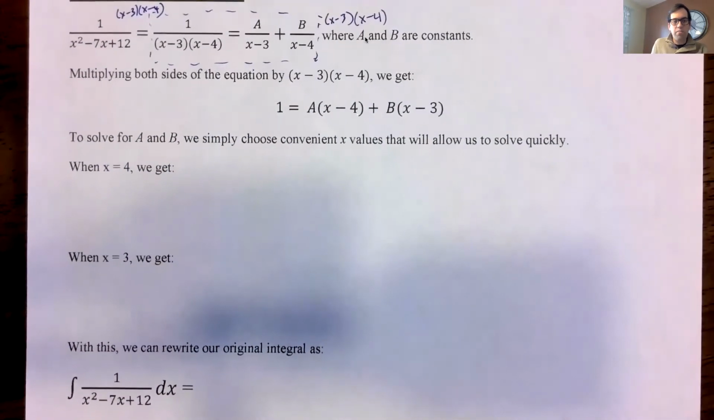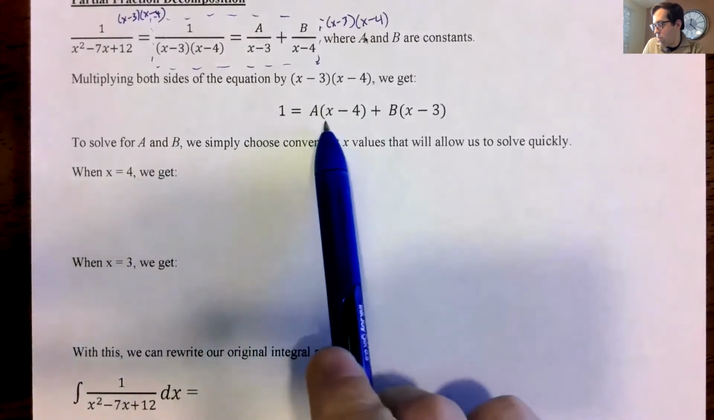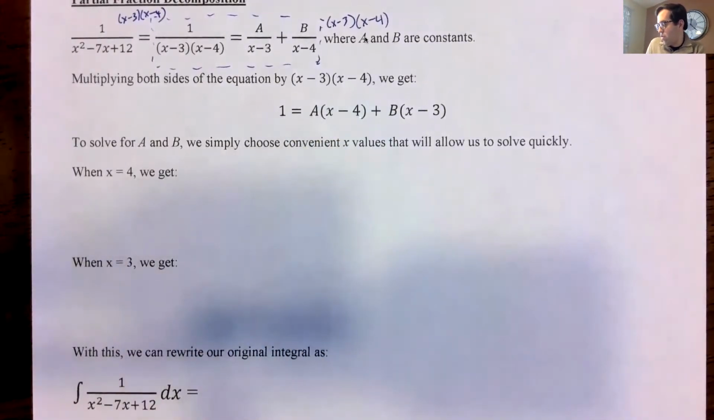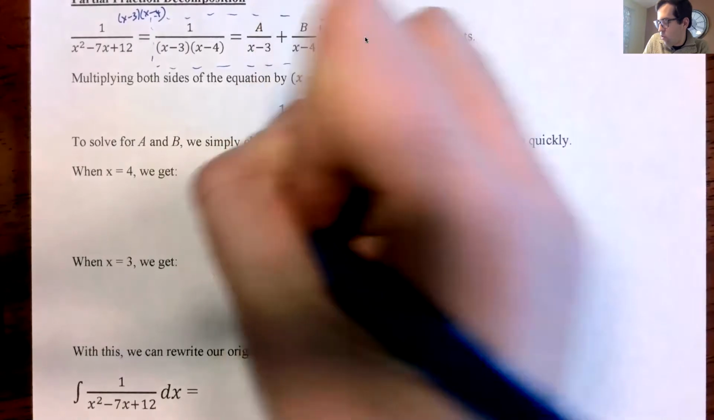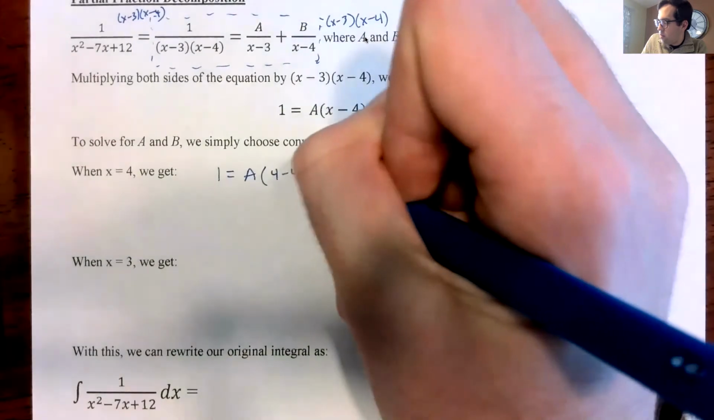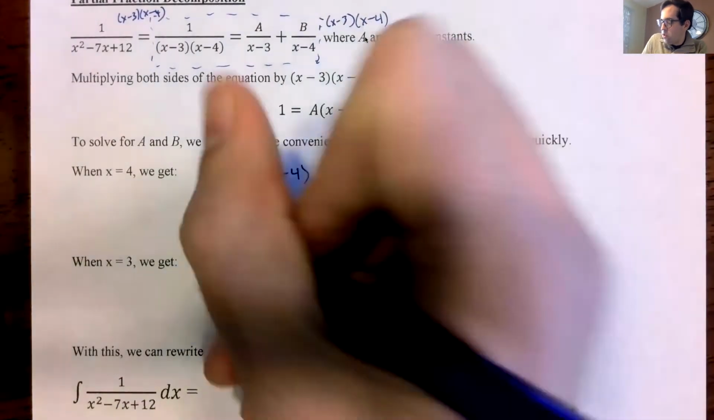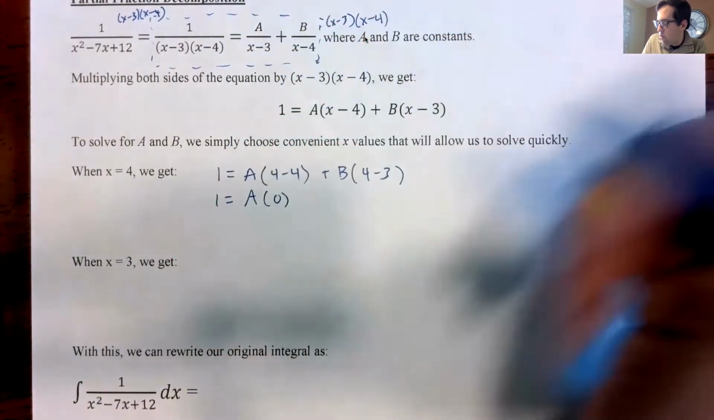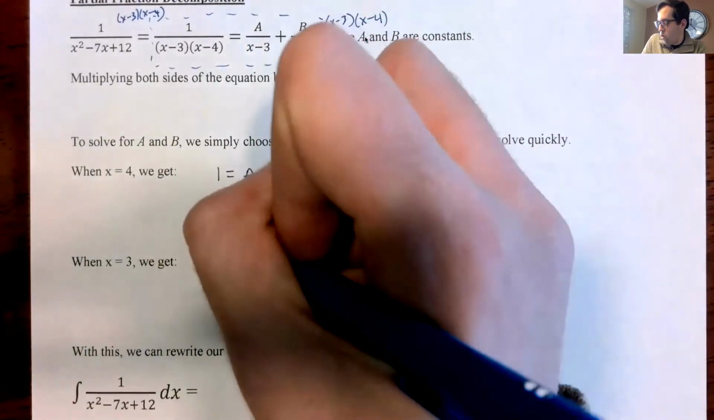To solve for A and B, which will be important for our final answer, we simply choose convenient x values that will allow us to solve quickly. So we're going to set x equal to 4 because that will set this factor equal to 0. We call those our convenient x values. So we're going to have 1 equals A times 4 minus 4 plus B times 4 minus 3. And 4 minus 4, as we know, is 0. So we have A times 0. 4 minus 3 is 1. So the A goes away, so we get 1 equals B.